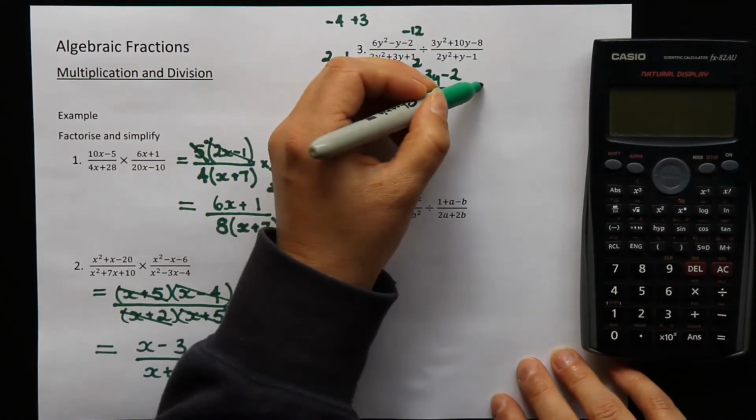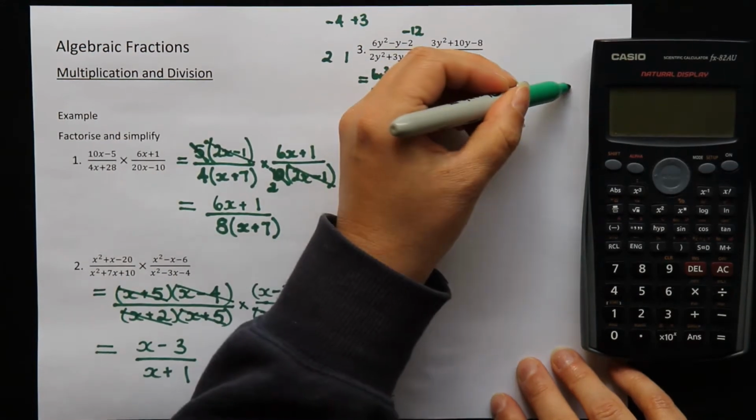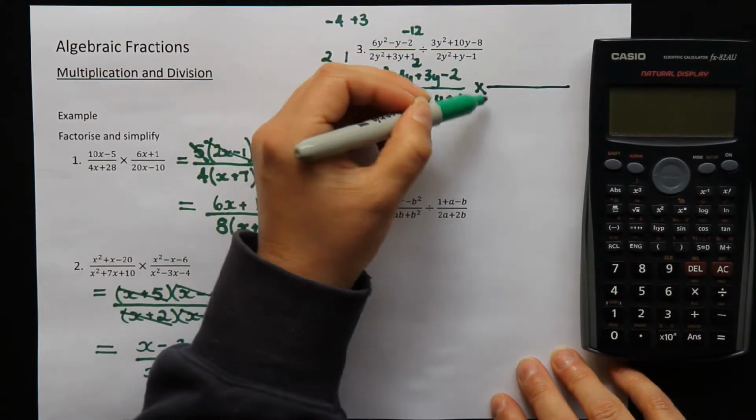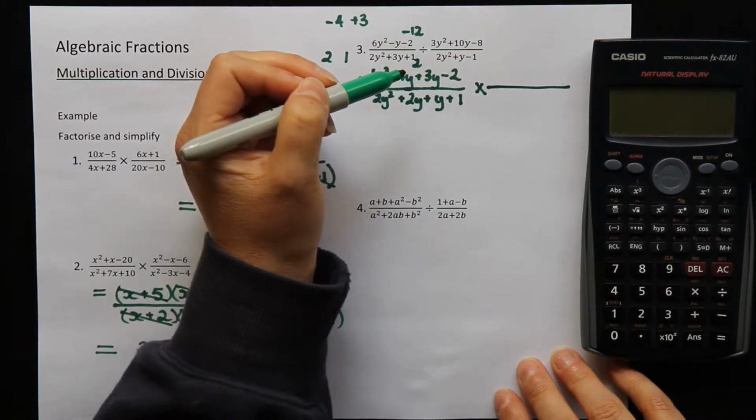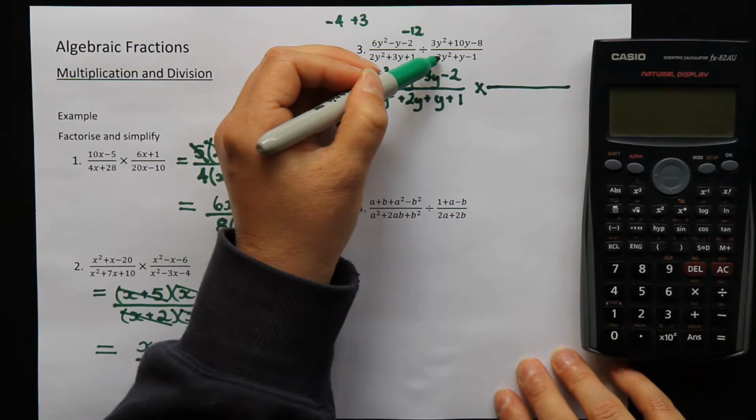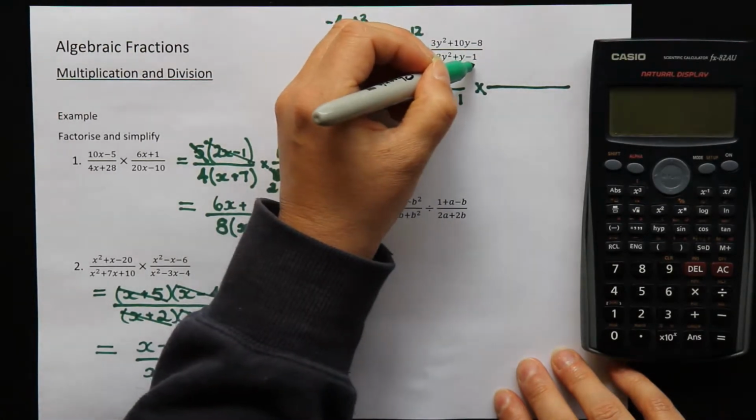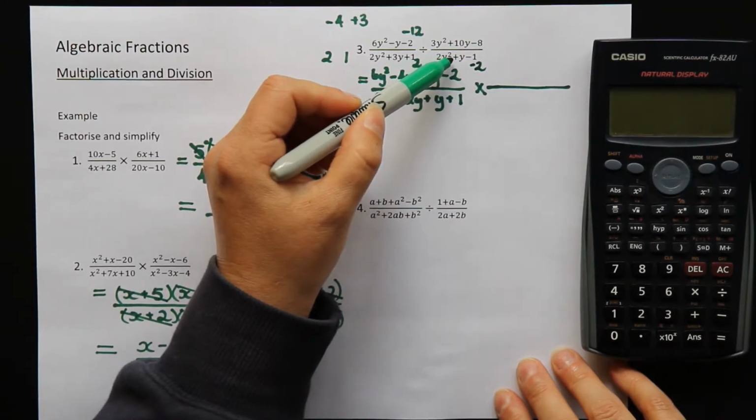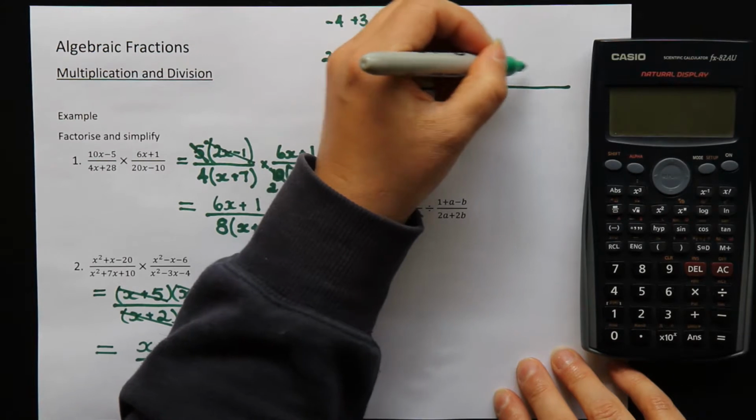Then we're going to turn this into a times, and as we work on factorizing the bottom of this, we're going to put it on the top. We're flipping our fraction over. Again, it's a harder trinomial. Times the 2 with the negative 1 to get a negative 2. We're looking for two numbers that times to give a negative 2 and add to give a 1. So that would be a positive 2.